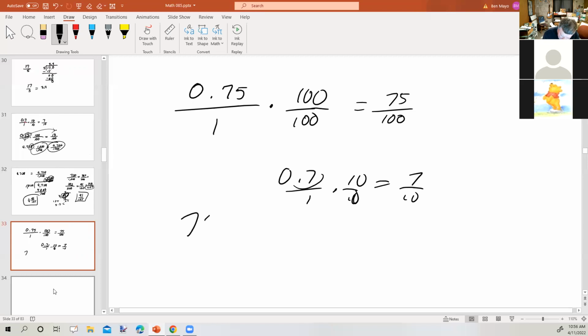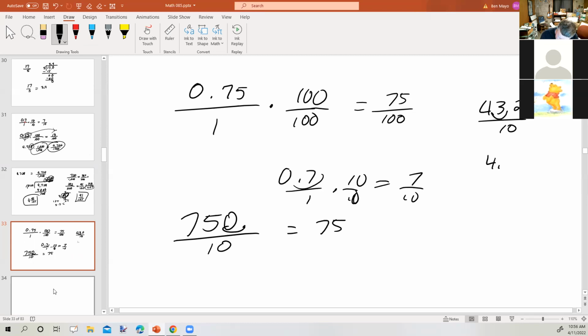Let's say I've got 750 and I divide that by 10. Well, that moves the decimal point one place to the left. Or if I had 43.2 divided by 10, I'd move the decimal point one place to the left. What if I had 43.2 divided by 100? I'd move the decimal point 2 places to the left.